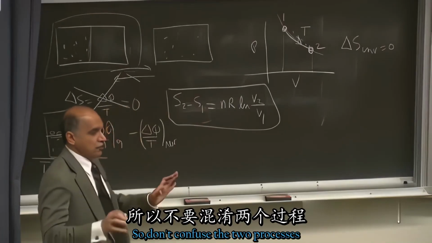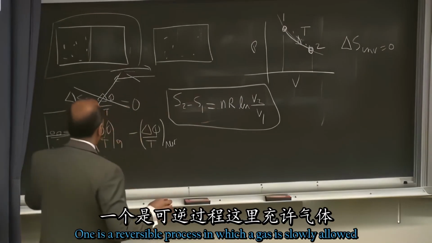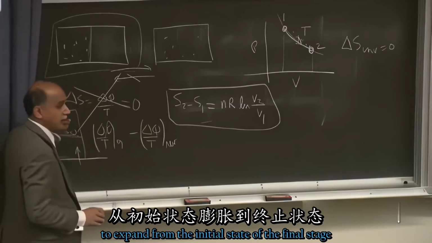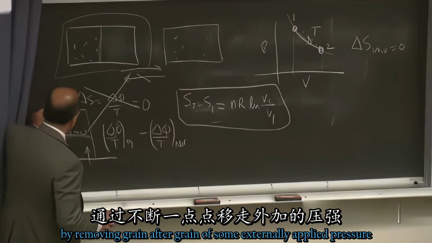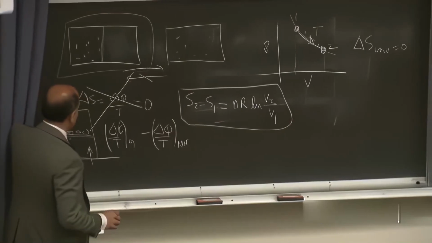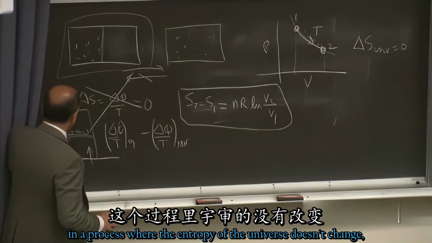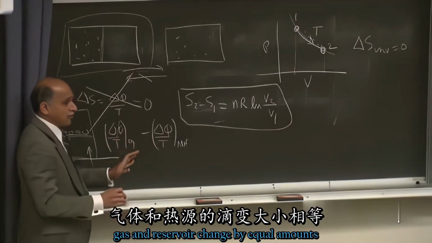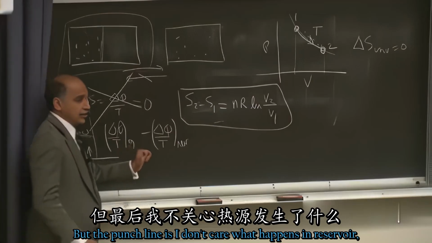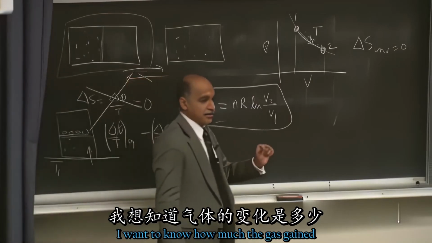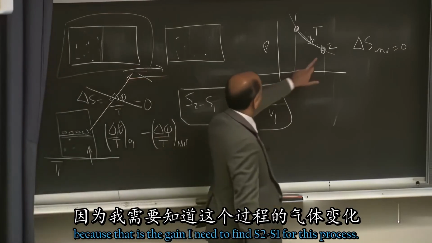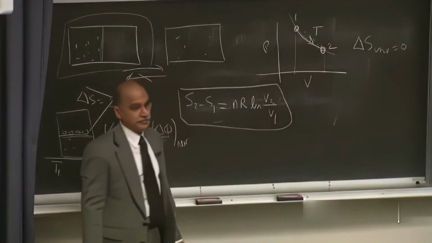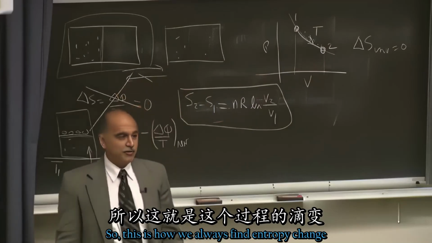So don't confuse the two processes. One is a reversible process in which a gas is slowly allowed to expand from the initial state to the final state by removing grain after grain of some externally applied pressure, in a process where the entropy of the universe doesn't change. Gas and reservoir change by equal amounts. But the punchline is I don't care what happens to the reservoir. I want to know how much the gas gained, because that is the gain I need to find S2 minus S1 for this process. So this is how we always find entropy change.